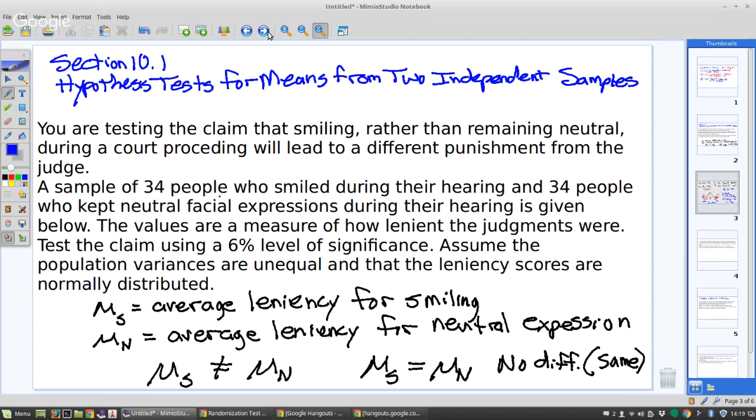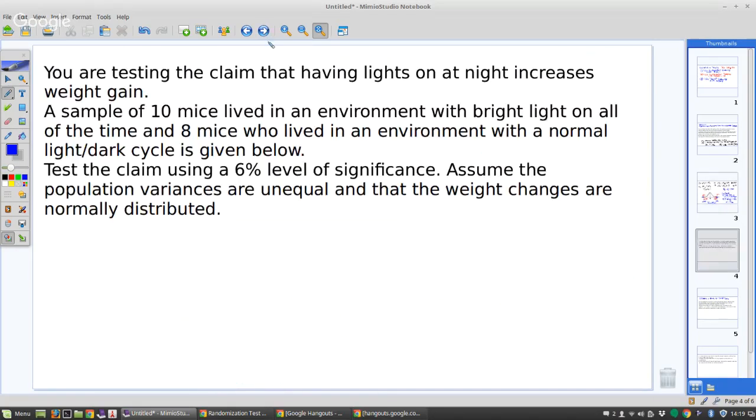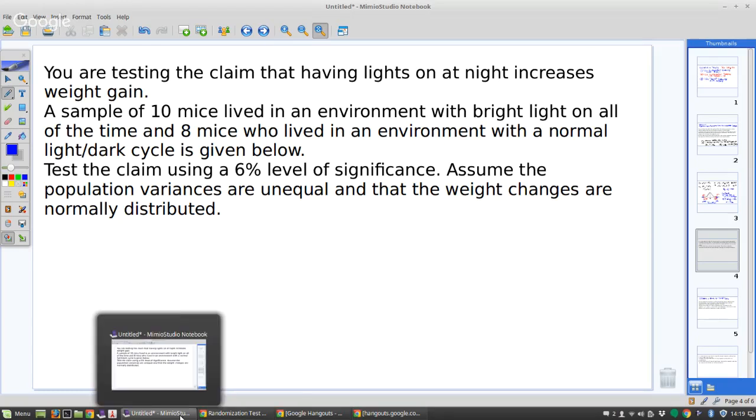All right, here's a different example. Let's see, you are testing the claim that having lights on at night increases weight gain. Interesting. A sample of 10 mice lived in an environment with bright light on all of the time, and 8 mice lived in an environment with normal light-dark cycles, and it's given below. Below is back here.